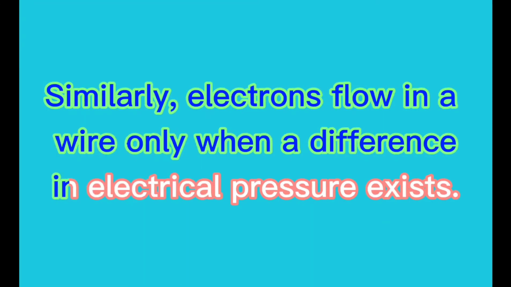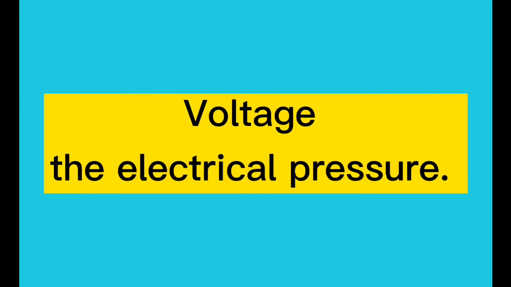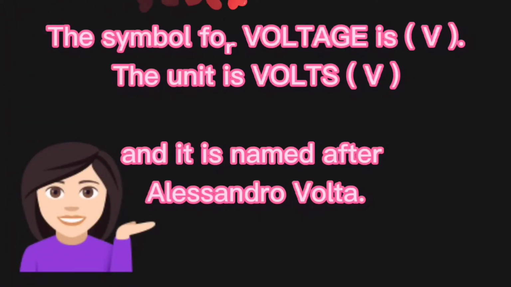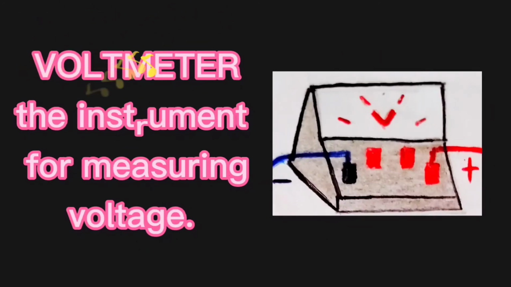Similarly, electrons flow in a wire only when a difference in electrical pressure exists at yan ang trabaho ng voltage, kaya naman kinukonsider ito as electrical pressure. The symbol for voltage is capital letter V. The unit is volts with the same symbol and it is named after the Italian physicist Alessandro Volta who invented the voltaic pile, the forerunner of what we now call dry cell. Voltage can be measured using a voltmeter.